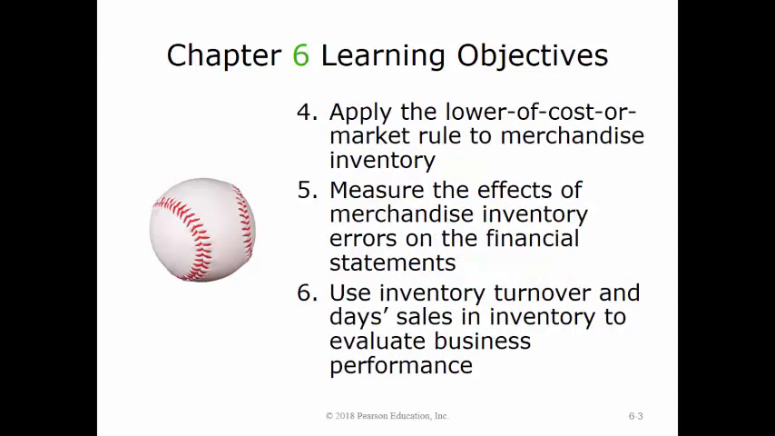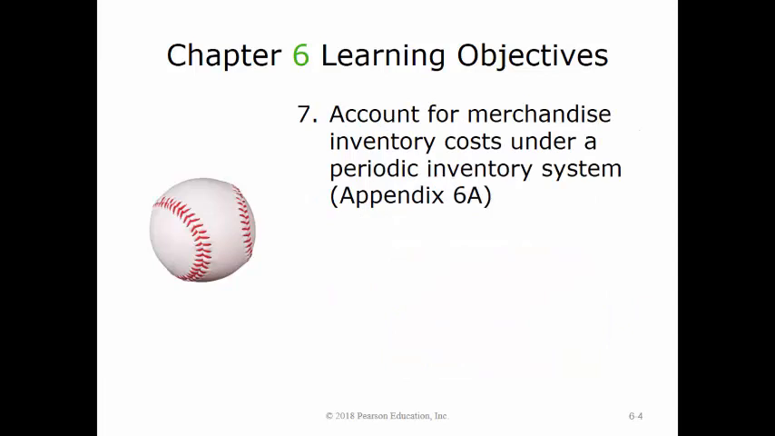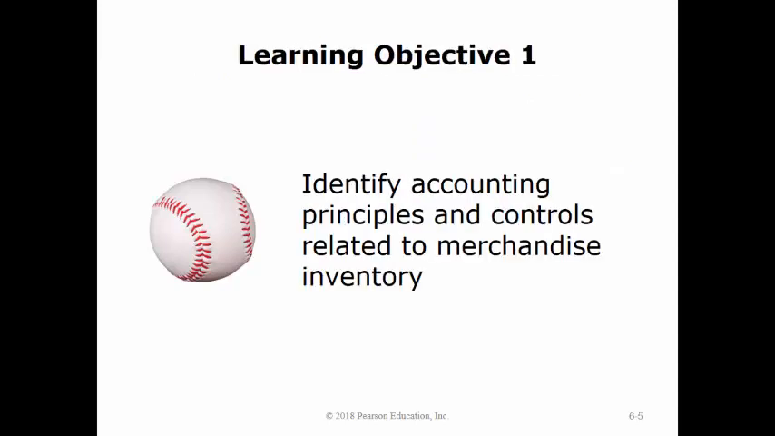The next three learning objectives are to apply the lower of cost or market rule to merchandise inventory, to measure the effects of merchandise inventory errors on the financial statements, and to use the inventory turnover and days sales in inventory to evaluate business performance. The last learning objective is to account for merchandise inventory cost under a periodic inventory system.